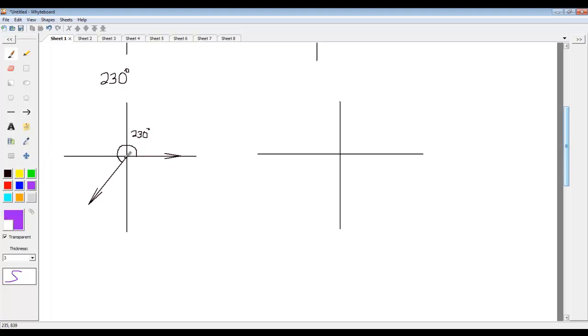But we're interested in finding out what the reference angle is. What angle does this terminal side make with the x-axis in that quadrant? In this case, quadrant 3. So we want to figure out what the reference angle comes out to.